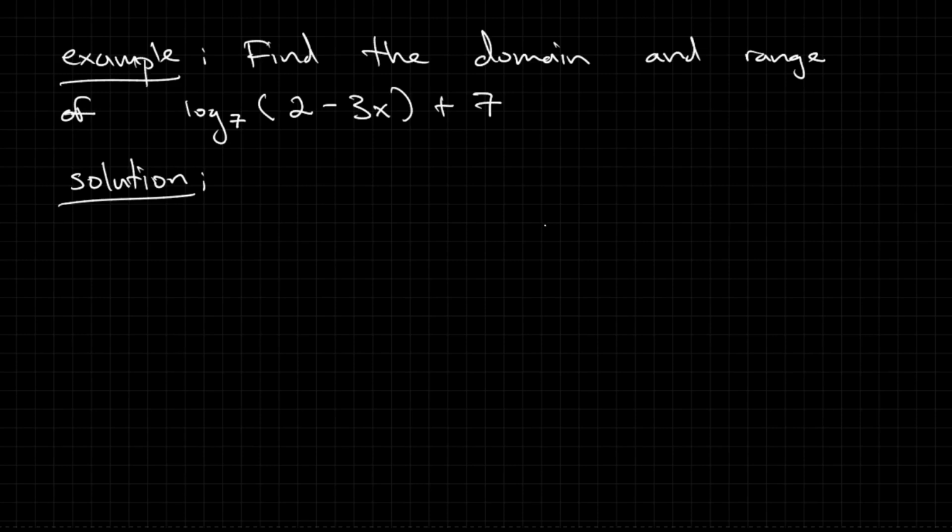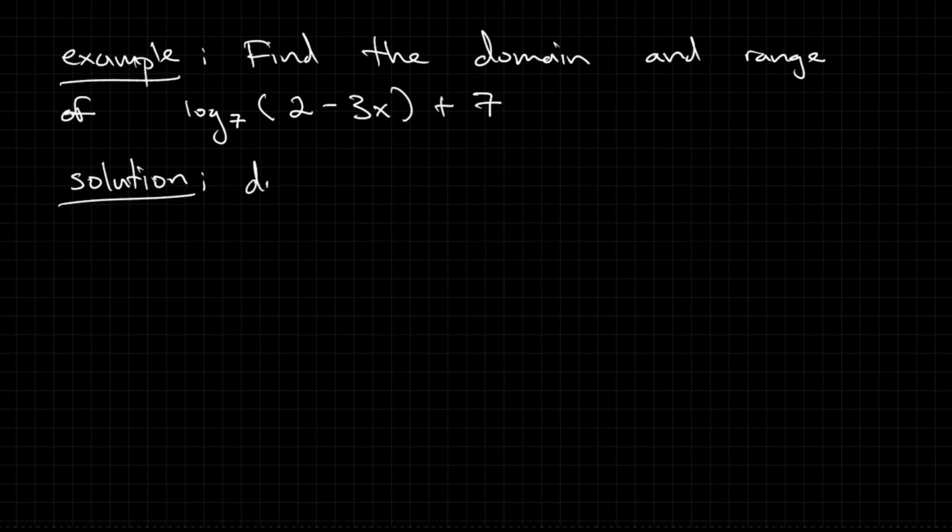Now that we have some ideas about the graphs of some basic logarithmic functions, let's see if we can find out some properties of the graph of transformations. So here we're asked to find the domain and the range for log base 7 of (2 minus 3x) plus 7. Although I will use some ideas about transformations of functions, I'm not necessarily going to graph this transformation in order to answer these questions, but I will use ideas about transformations.